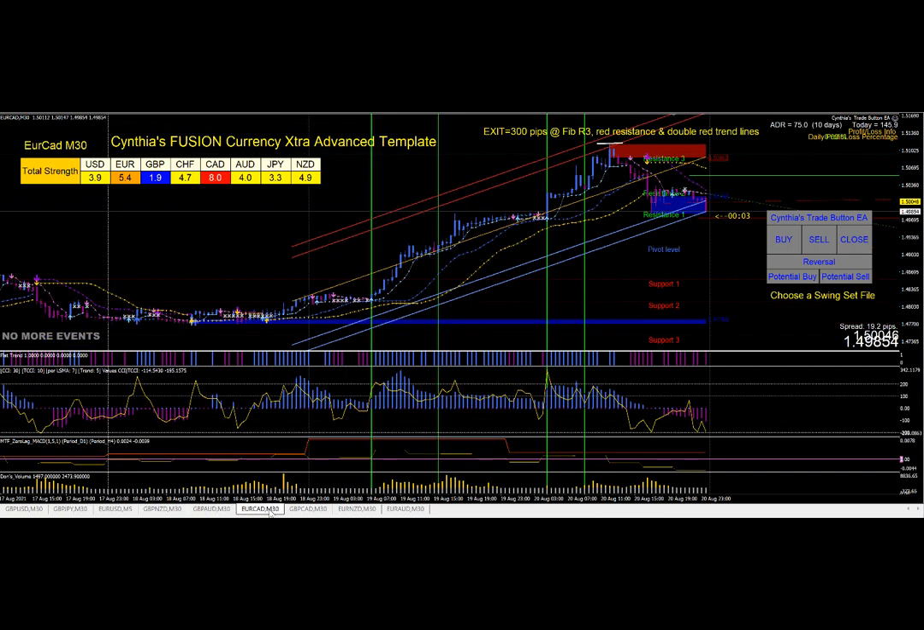Here's the Euro CAD. And this was a nice uptrend. I have already marked out and identified the buy trades after retracement or after consolidation. This would have been your ultimate exit right here when price poked into the red double trend channel and also entered the red resistance zone and also crossed the Fibonacci resistance 3.